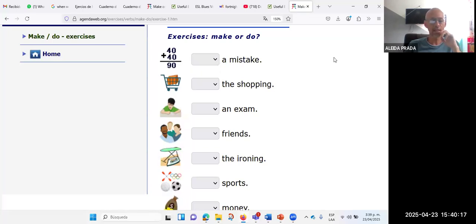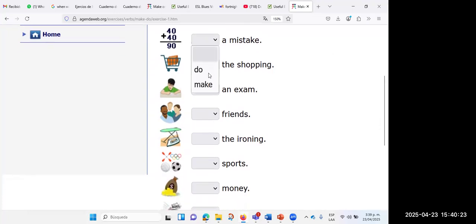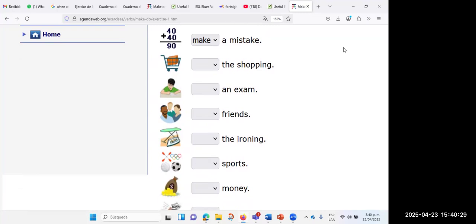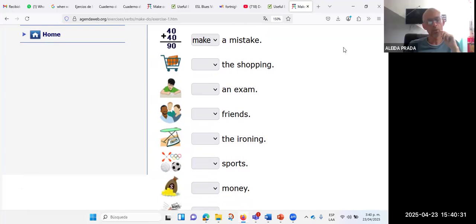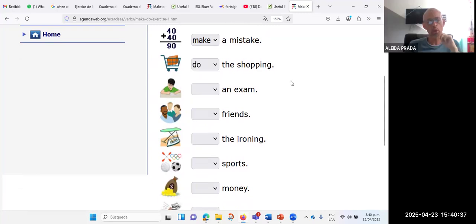For example, a mistake. You do a mistake or you make a mistake? I think you make. Yes, that's right. You make a mistake. You understand the expression make a mistake, no? Okay. You do the shopping or you make the shopping? Do the shopping. Yes, that's right. You go to the supermarket and you do the shopping.